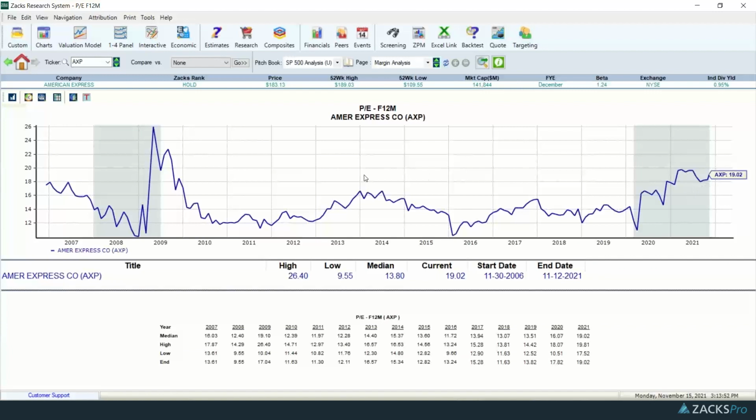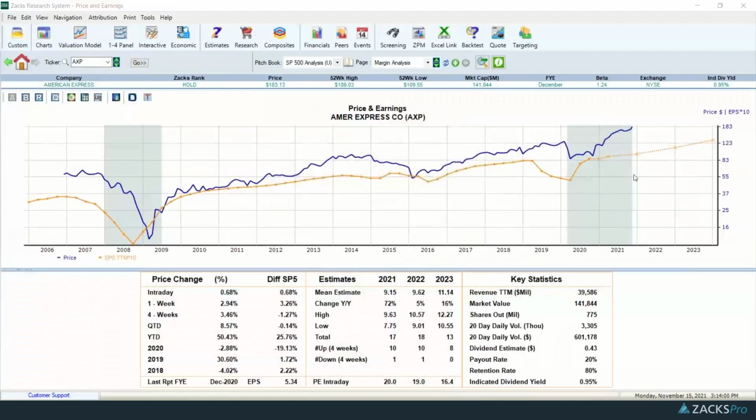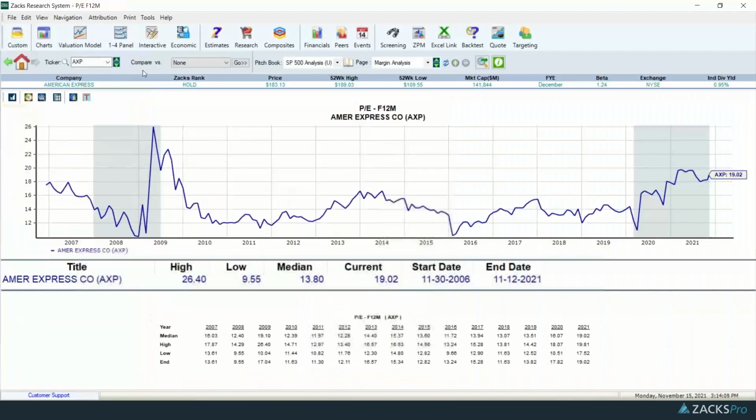Okay, we're at highs for American Express we haven't seen since 2008, 2009, and this was more likely due to an earnings trough more than anything. So we really are trading it at a significant growth multiple, and you can see that here. Okay, so we'll go back to the PE chart.